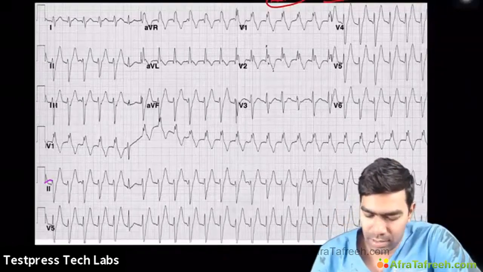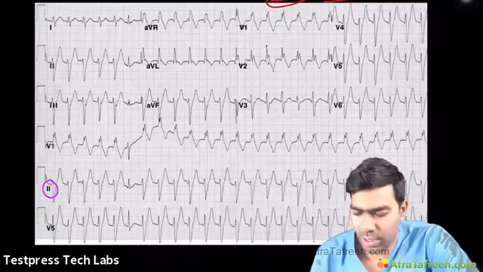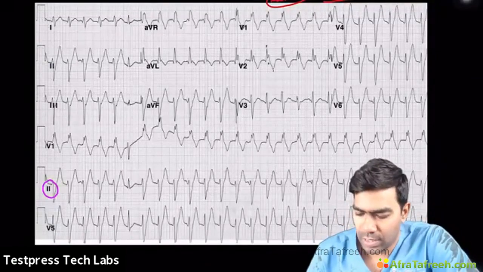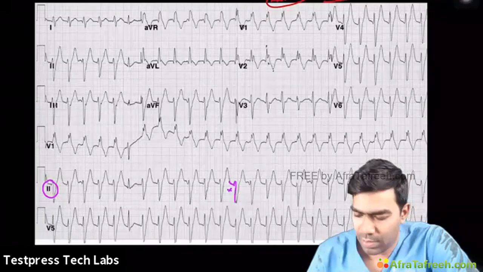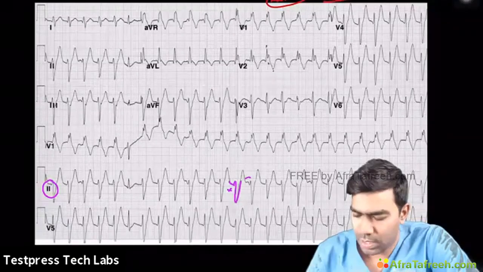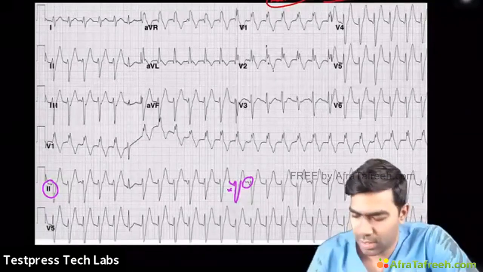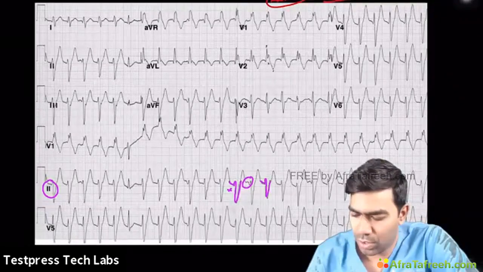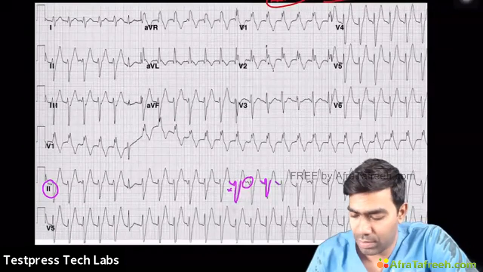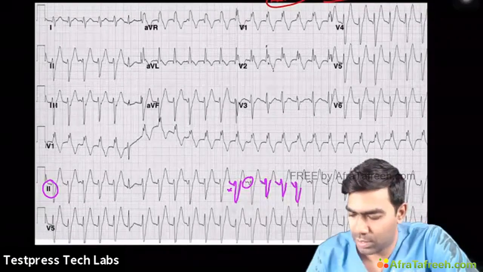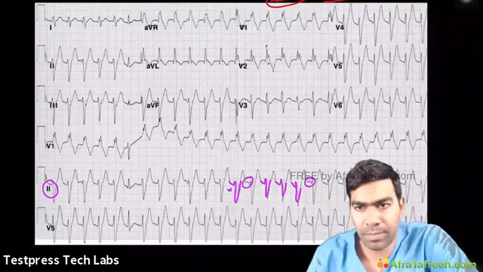Actually, the answer is yes. In lead 2, let me show you the AV dissociation. You can see there's no P wave and you have a QRS complex. Suddenly there is one bump. You see no QRS complex, I mean no P wave, no P wave, no P wave still, QRS complex. Suddenly you see a bump here.